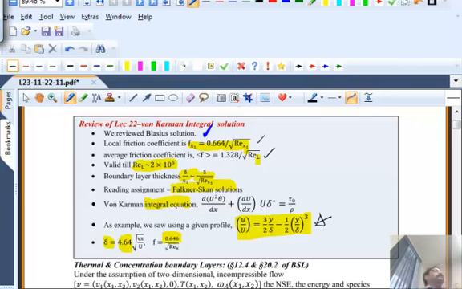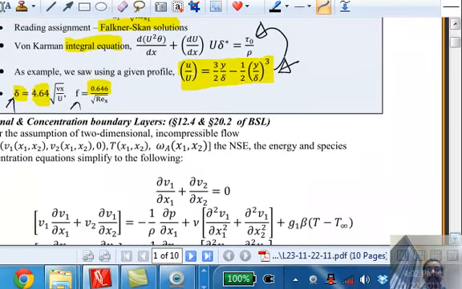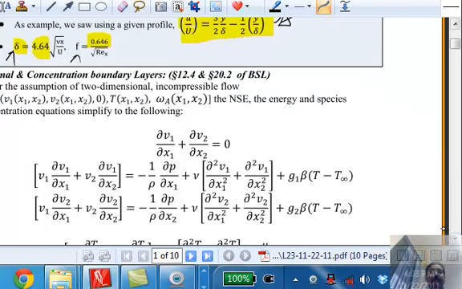You should be able to do, for example, in an exam where I give you a sine of y over delta or any other function. You should be able to go through the mechanics of taking this, putting it in here, solving for delta, and then solving for the friction factor. Okay, so I'm not giving you assignments. I think we are approaching the end of the term, so I'll probably give you one more assignment at the most. But you should read all these as a preparation for your final exam.